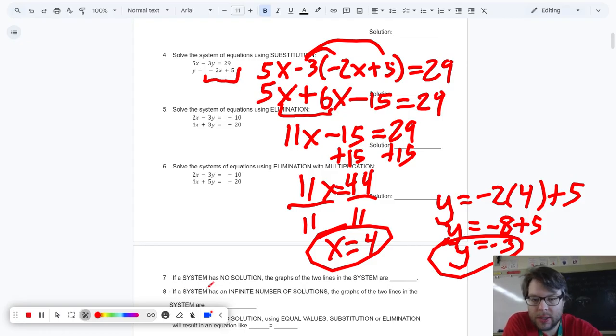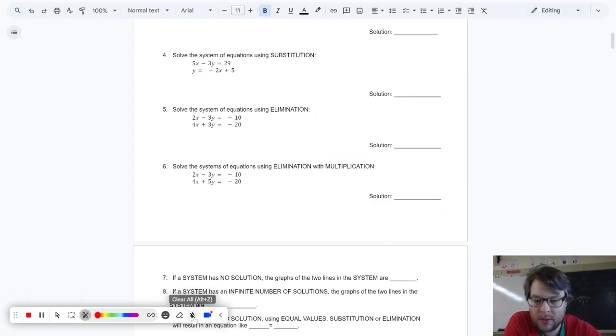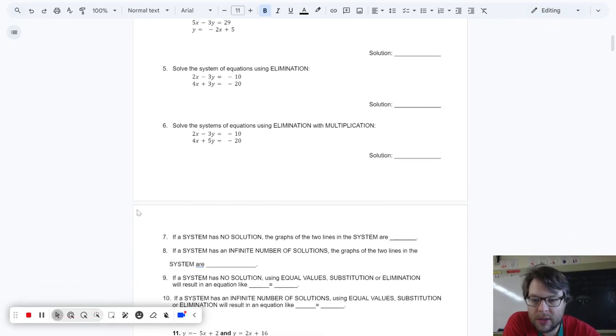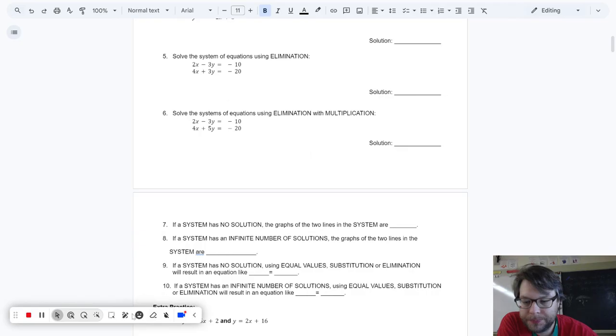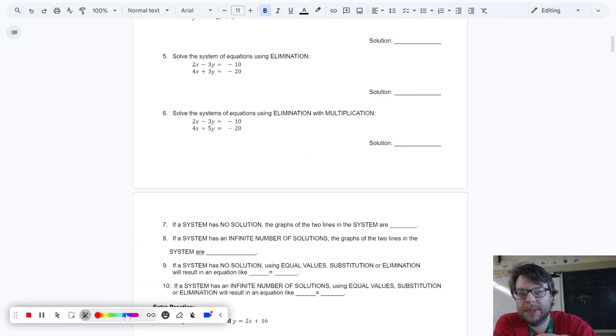All right, keeping on, moving. Next one up, solve using elimination. Elimination is a technique where we either add our equations together or subtract our equations from each other.